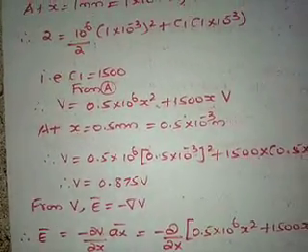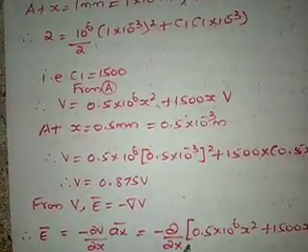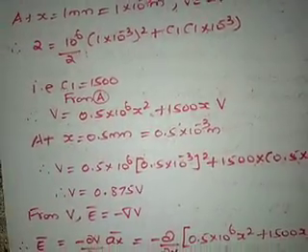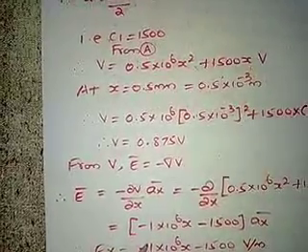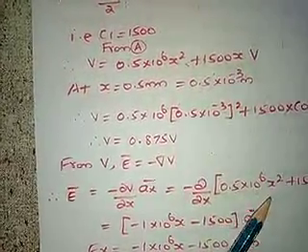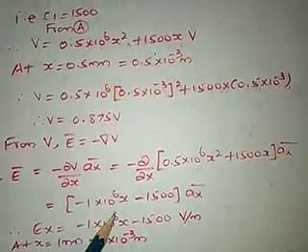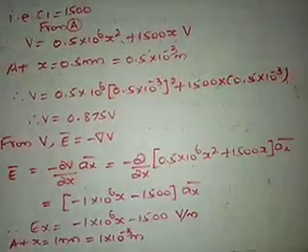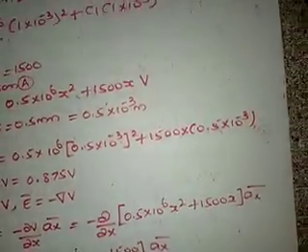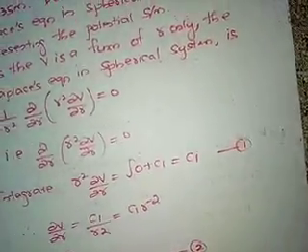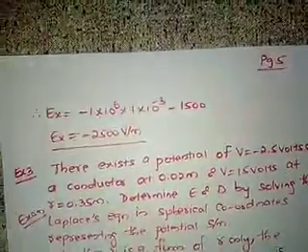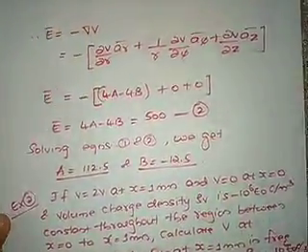So that is minus dou by dou x of this V. What is the equation for V? You have to write the vector. So the equation is minus of 0.5 into 10 raised to 6 x square plus 1500 x, Ax bar. If you differentiate with respect to x, it will be minus 1 into 10 raised to 6 x minus 1500 volt per meter. At x equal to 1 mm, substitute the value of x, so that you will get Ex equal to minus 2500 volt per meter. Like this we have calculated the values of V and E.